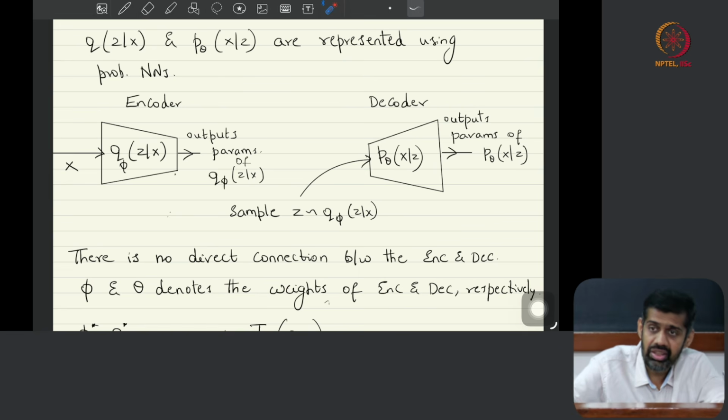There is another neural network which is again representing the conditional distribution p theta of x given z. It takes z as an input and gives you the parameters of p theta of x given z. Please note that these two neural networks are not connected, in the sense that there is no chain that connects these two neural networks. They are independent neural networks representing these two distributions for now. Is that okay?